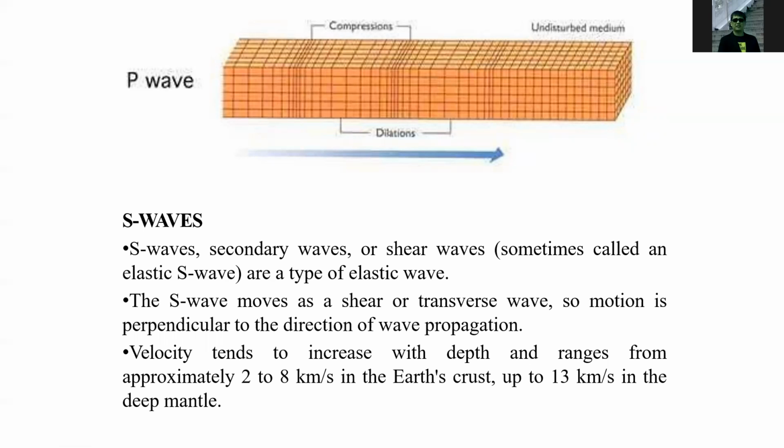The S wave, secondary waves or shear waves, sometimes called elastic S waves, are a type of elastic wave. The S waves move as a shear or transverse wave, so motion is perpendicular to the direction of the wave propagation. Velocity tends to increase with the depth and ranges from 2 to 8 kilometers in the Earth crust up to 13 kilometers in the deep mantle.